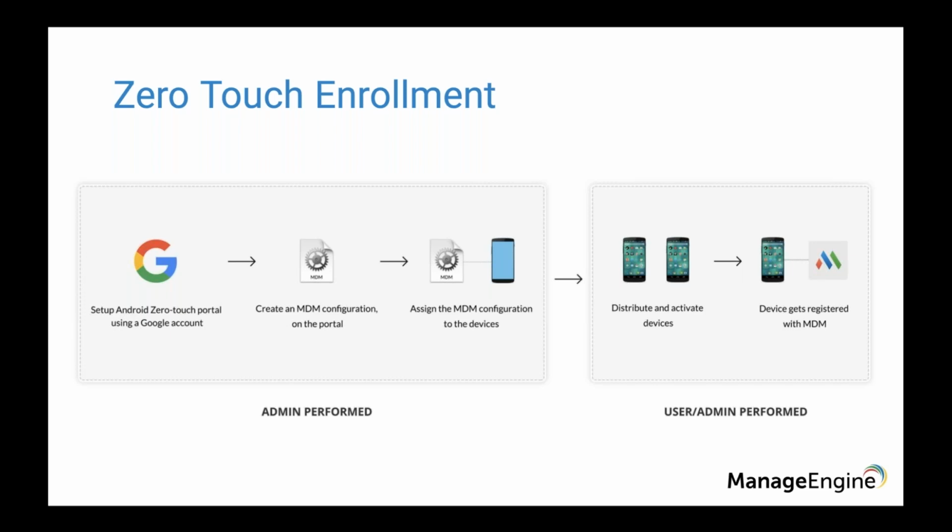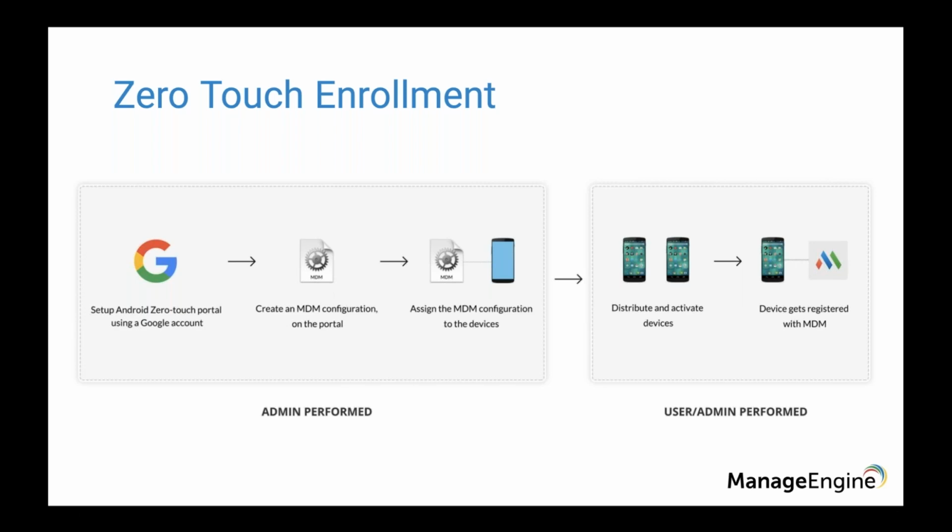So as the symbol says, zero-touch enrollment is for your Google-based Android devices. So first, you would set up an Android zero-touch portal with your Google account. So it has to be a corporate one, followed by which you would create a configuration in your Google portal. So just like how you created the MDM server, you'd have to create a configuration in your Google portal. You would assign the MDM configuration to your devices.